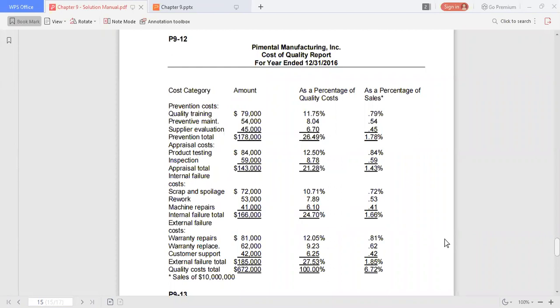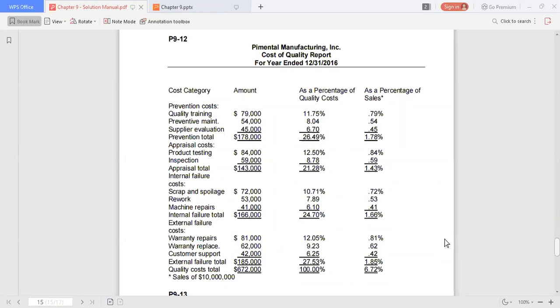So we now compute as a percentage of quality cost. Your prevention cost is 26.49%, dividing 178,000 by 672,000. Appraisal cost is 21.28%. Then internal failure cost is 24.7% and external failure cost is 27.53%. Now as a percentage of sales, we have sales of 10 million.